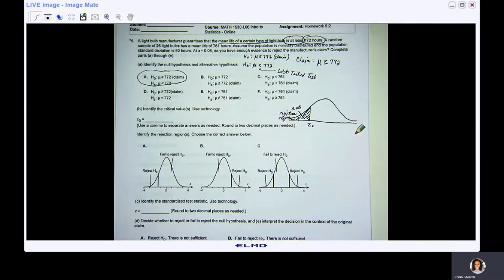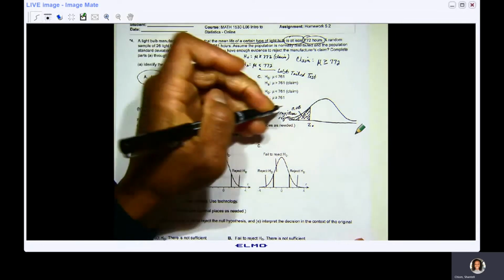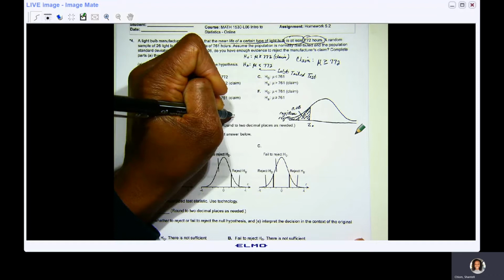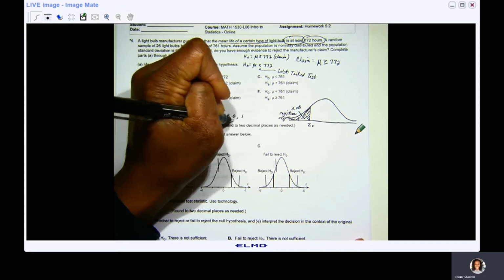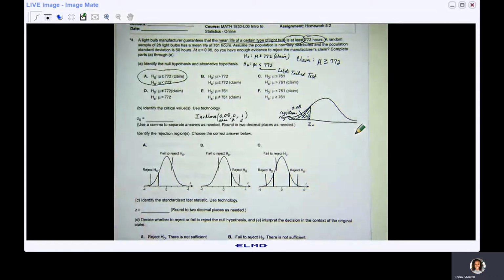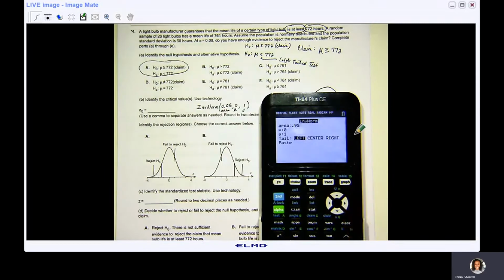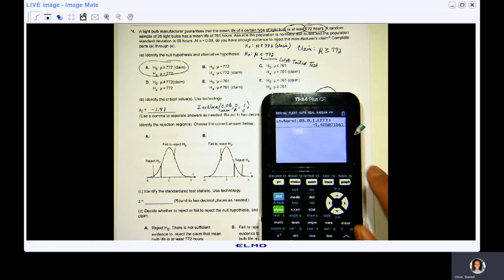So we're going to find that critical value by using inverse norm. The area to the left of the z-score we're looking for is 0.08. And remember, it's a z-score, so the mean is 0 and the deviation is 1. So area, mean, deviation. Inverse norm: we've got 0.08, then 0, then 1. Hit paste. We get negative 1.41 if we round to 2 places.